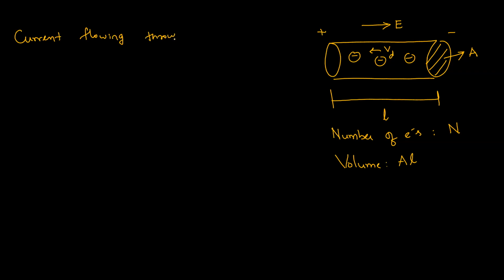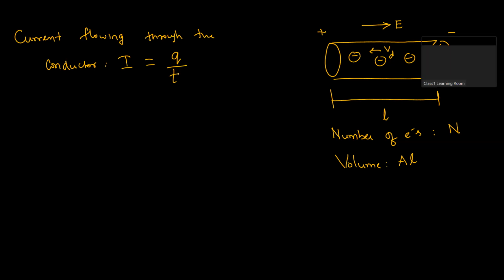flowing through the conductor, then I will say I is equal to the amount of charge that is moving, right? The amount of charge divided by the time. Can you see this? Right. So it is going to be the amount of charge divided by time.